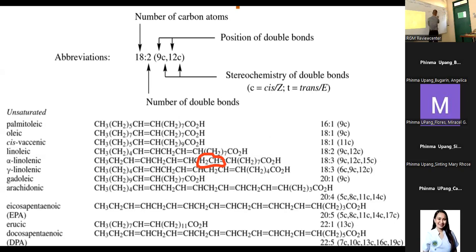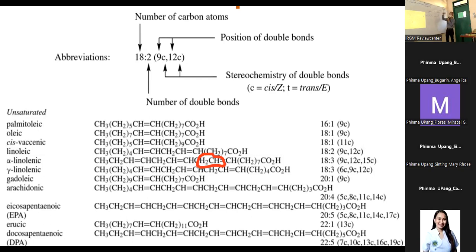Alright? So, there are 16 carbons. So, 1, 2, 3, 4, 5, 6, 7, 8, 9, 10, 11, 12, 13, 14, 15, 16. Ayan. So, basically, yan yung palmitoleic acid. Huwag niyo muna i-drawing, may mali pa dito. So 1, 2, 3, 4, 5, 6, 7, 8, 9, 10, 11, 12, 13, 14, 15, 16. Okay, 16. Alright? So there are 16 carbons.